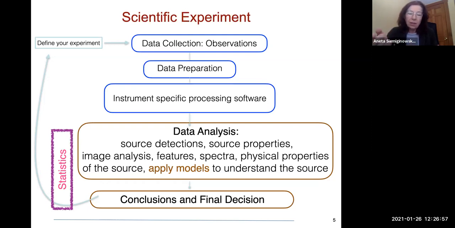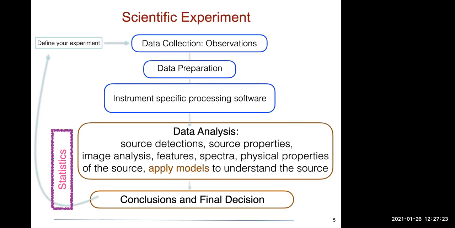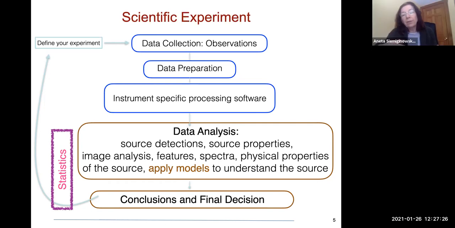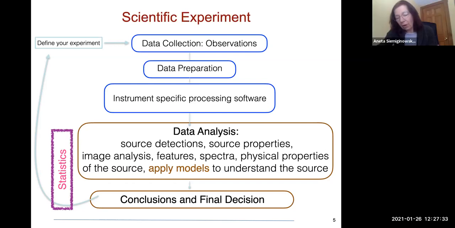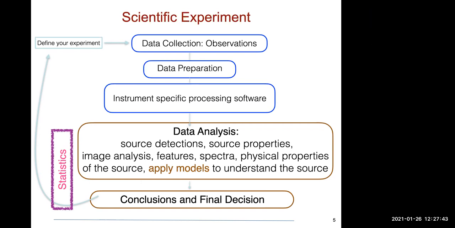So what are the structures in the images? Do we see these features? What are the energy distributions, the energy spectra in the source? And we apply models to understand the source's physical properties. And also, in order to get conclusions and final decisions about our experiment, we use statistics. So in this final step, we always think about statistical properties. And then we either say we already know what's going on, and that's our final result, or we need more data, so we design a new experiment and we repeat that kind of loop.